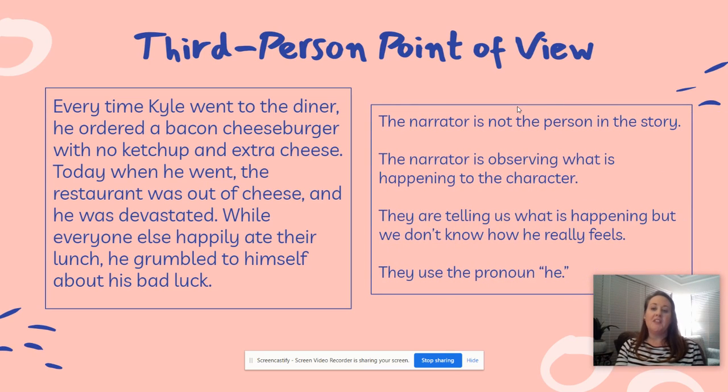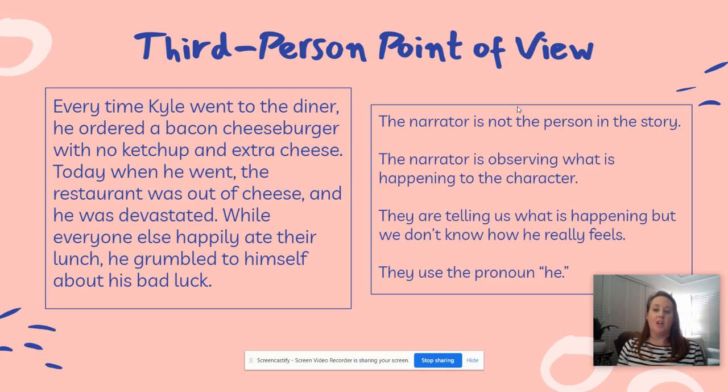Okay, so we know that the narrator is not the actual person in the story. They're just telling the story. They are observing what is happening to the character, which our character is Kyle. They're also telling us what is happening, but we really don't know how Kyle feels. Kyle is probably hanging his head down. That's how we know he's devastated. And we see that he's grumbling, but we really don't know what he's saying to himself. And then also we see that pronoun he.